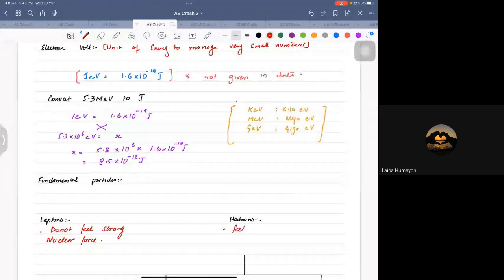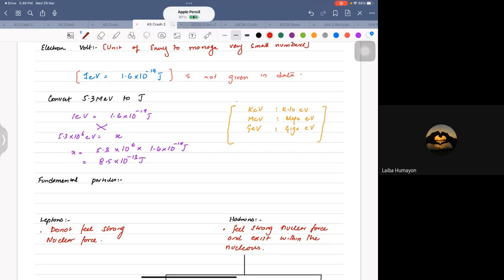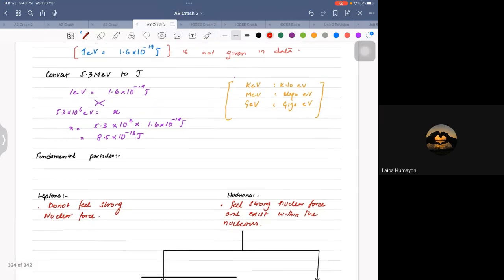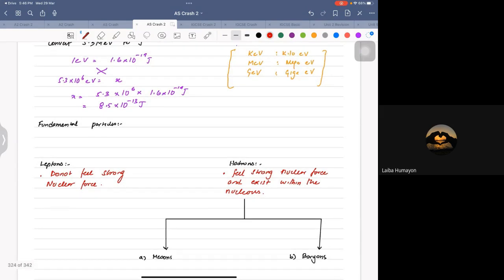Hadrons feel strong nuclear force, and this is the reason they exist within the nucleus. Is it clear? So it means electrons are leptons and protons and neutrons are hadrons. Now, hadrons can be broken down into two subfamilies, like mesons and baryons.